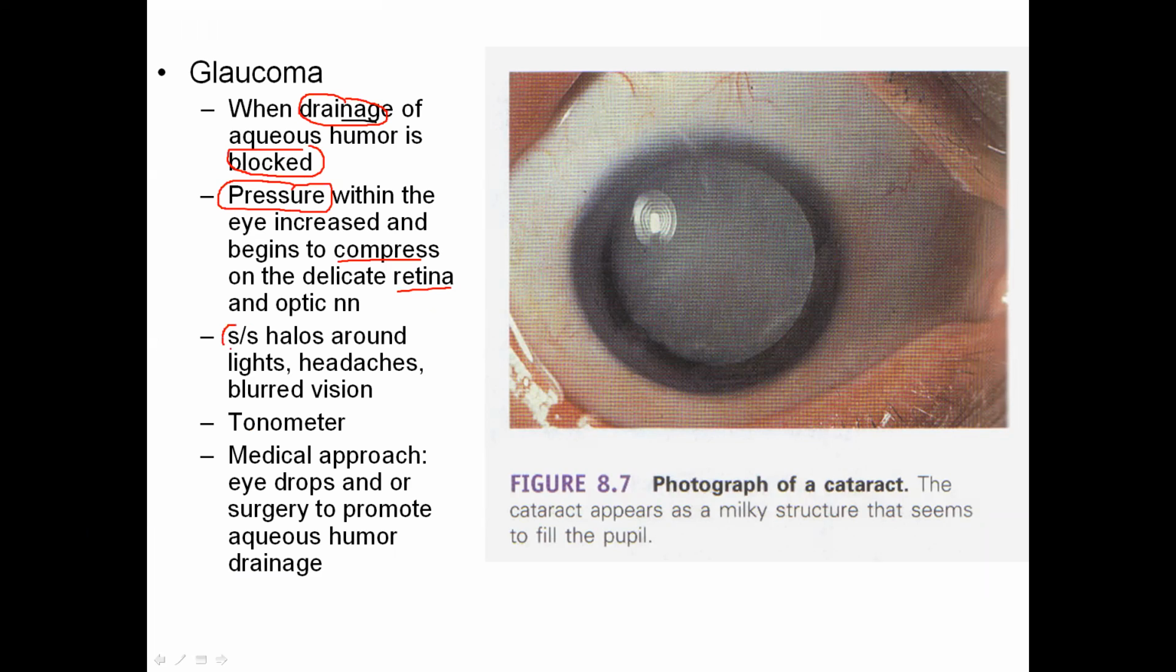Early signs and symptoms that these people might have are halos. They start to see these halos as they look around. They can get headaches and blurred vision. The eye does harden, so that's why you use a tonometer to measure the tone or firmness of the eye. You want the eye to be somewhat squishy. You don't want it to feel like a marble, right? So these days with technology, the eye doctors use a tonometer to figure that out.